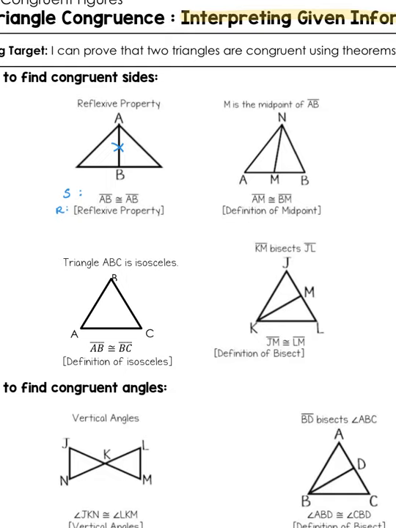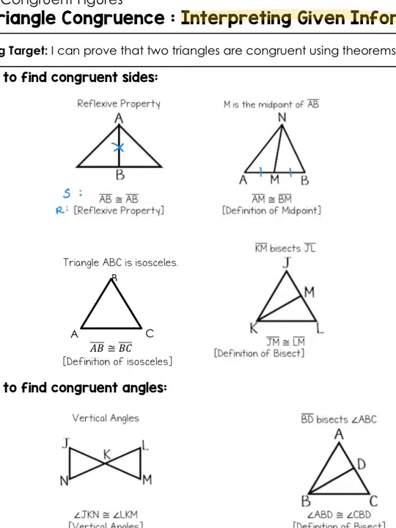The next piece of given information we might get is that we have a midpoint. This time we know M is the midpoint of segment AB. So if M is the midpoint, that means my two sides are congruent. In this case, because M is the midpoint, we know that AM is congruent to segment BM, and our reason would be the definition of midpoint.